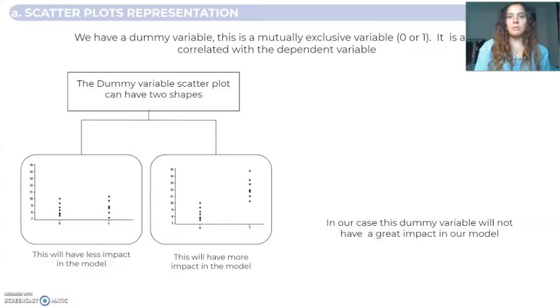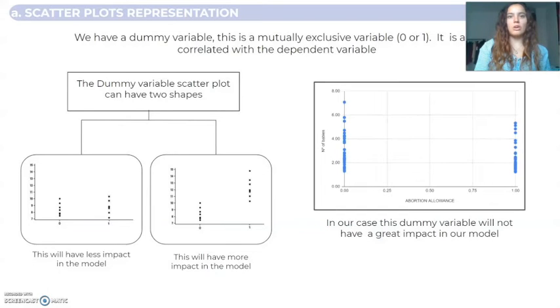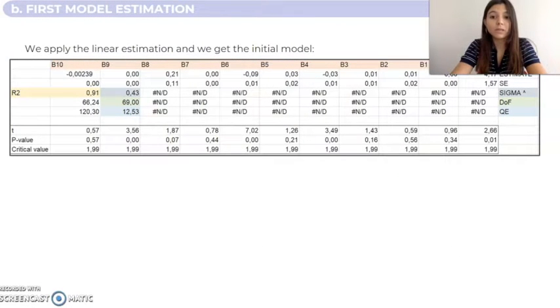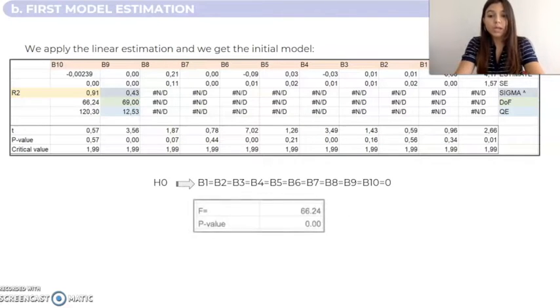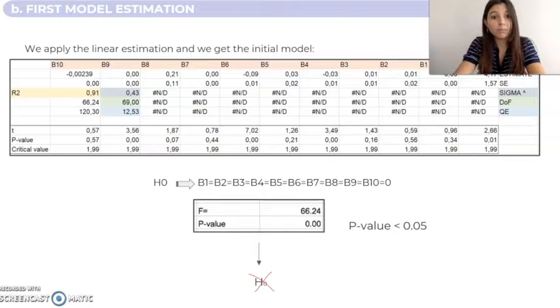With respect to a dummy variable, we know that this is a mutually exclusive variable, that means presence or absence. Regarding the shape, we see that it will not have influence on the final model. We apply the linear estimation and we get the initial model. We establish a null hypothesis of all variables being equal to 0. Then we compute the F test, and as the p-value is below 0.05, we can reject the null hypothesis and accept that all variables are valid for our model.